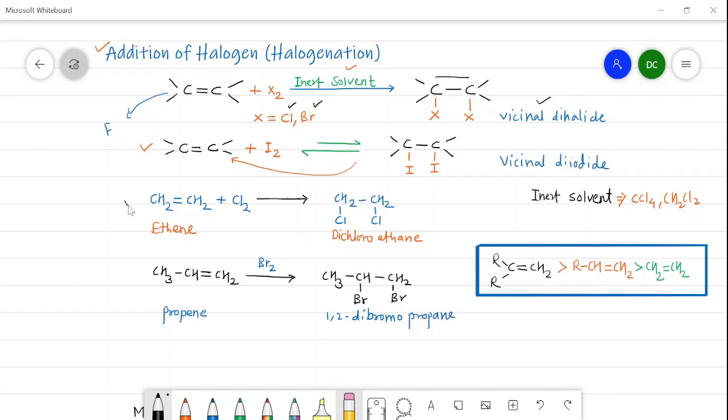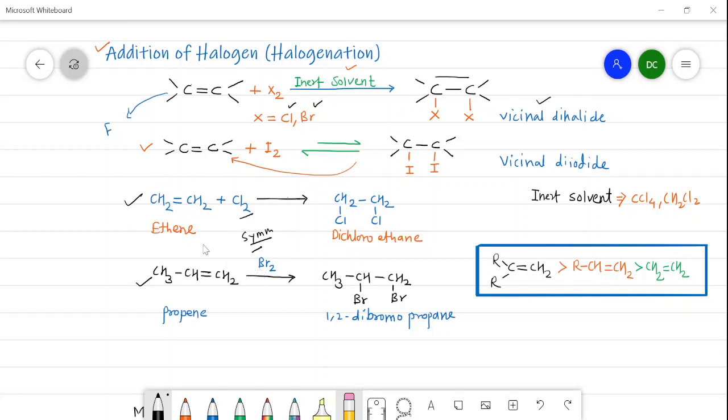Let's see the reaction of ethene and propene. One is a symmetrical alkene, the other is an unsymmetrical alkene, but we are getting only one product, 1,2-dichloroethane and 1,2-dibromopropane. Why? Because Cl2 as well as Br2 are symmetrical. So we cannot apply Markovnikov rule here. We just have to attach whatever halogens are present to the carbon atoms. So here Cl will attach here, another Cl attaches here. In this way we get a dihalide.